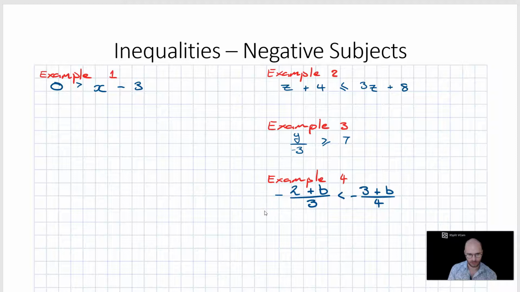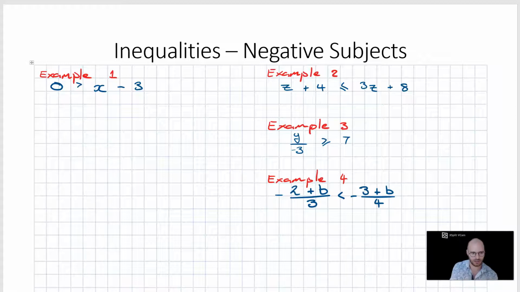Welcome back to this video series on inequalities. In this video we're going to have a look at what we do when we have an inequality where the subject is a negative quantity. So considering example 1 here, we've got 0 is greater than x minus 3.